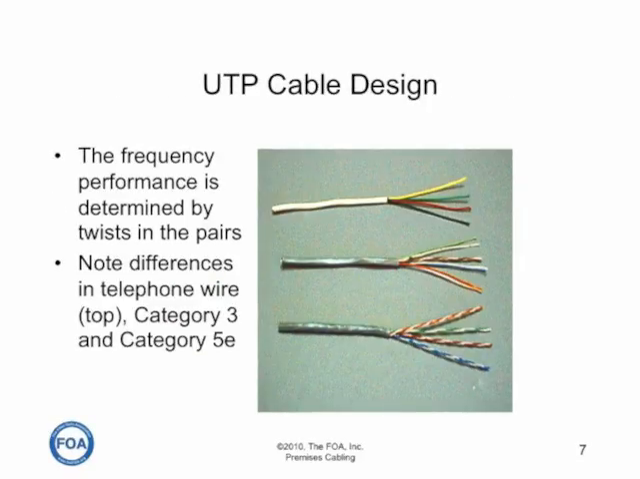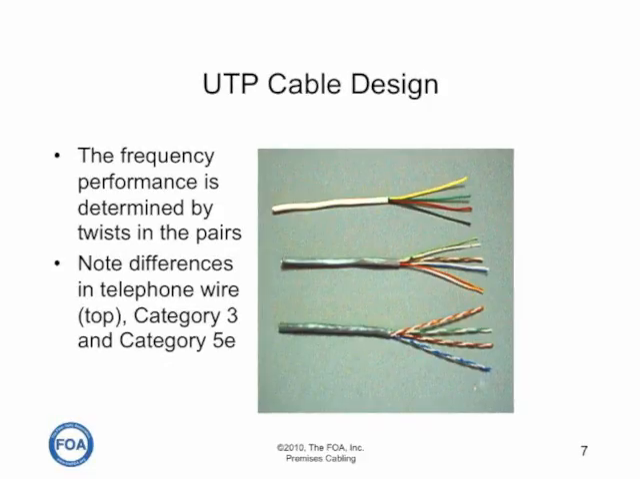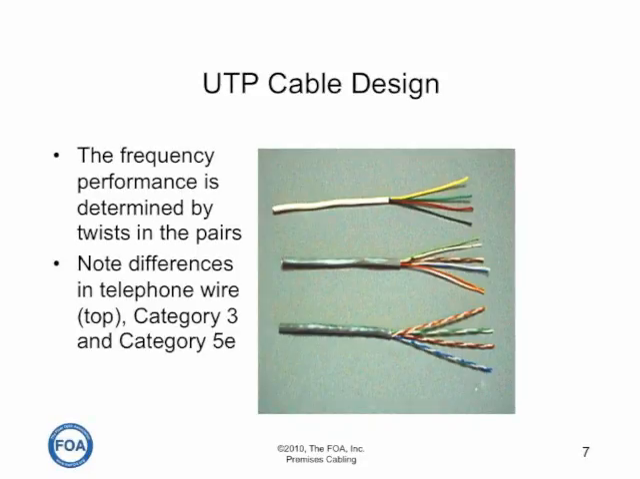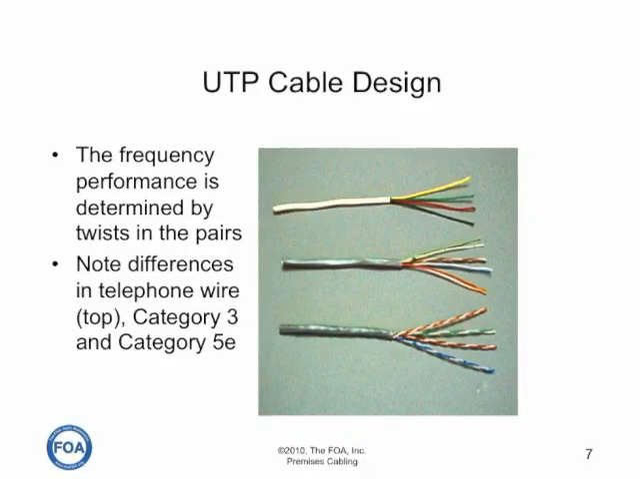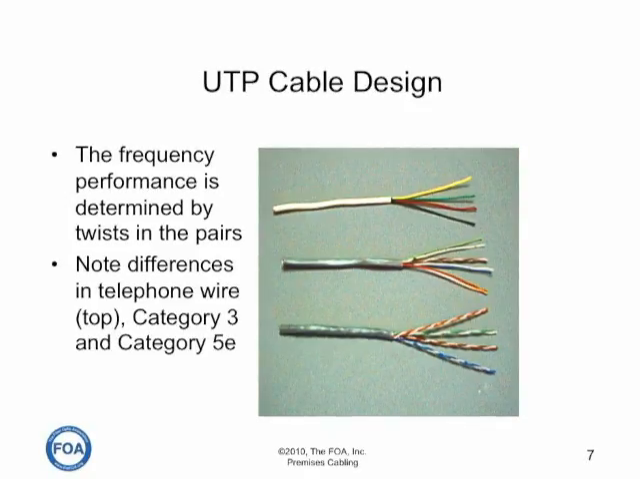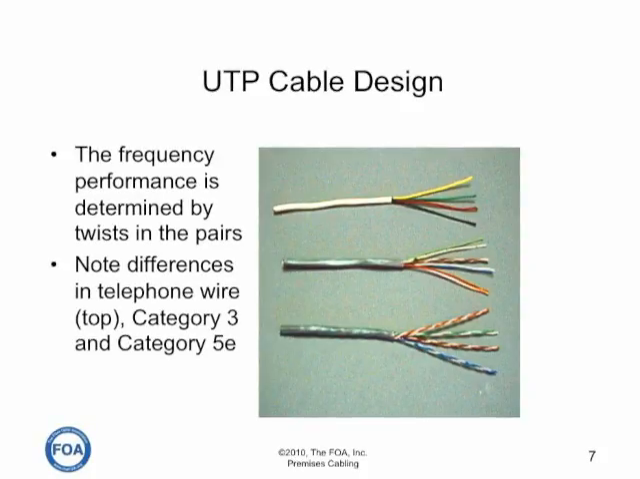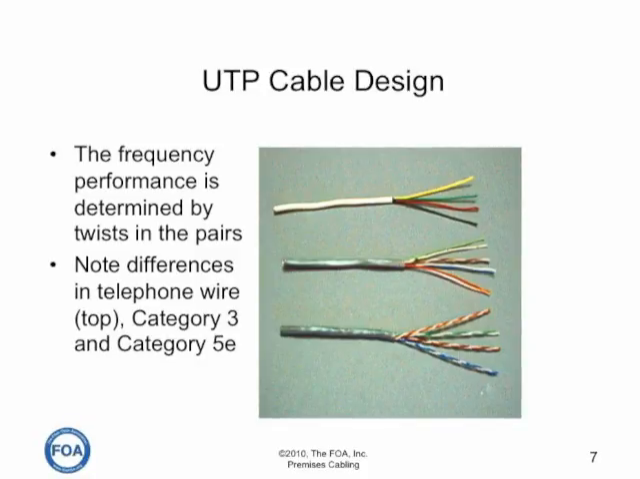The performance of the cable itself is determined by the construction, particularly the twists in the pairs. You can see in the telephone wire, an old POTS wire up to the top, there's hardly any twists at all, and the same is true of a Category 3 cable in the middle. But the Category 5E cable in the bottom shows that all the pairs are twisted very tightly and at different rates. So this reduces the crosstalk between the pairs and allows higher frequency performance.